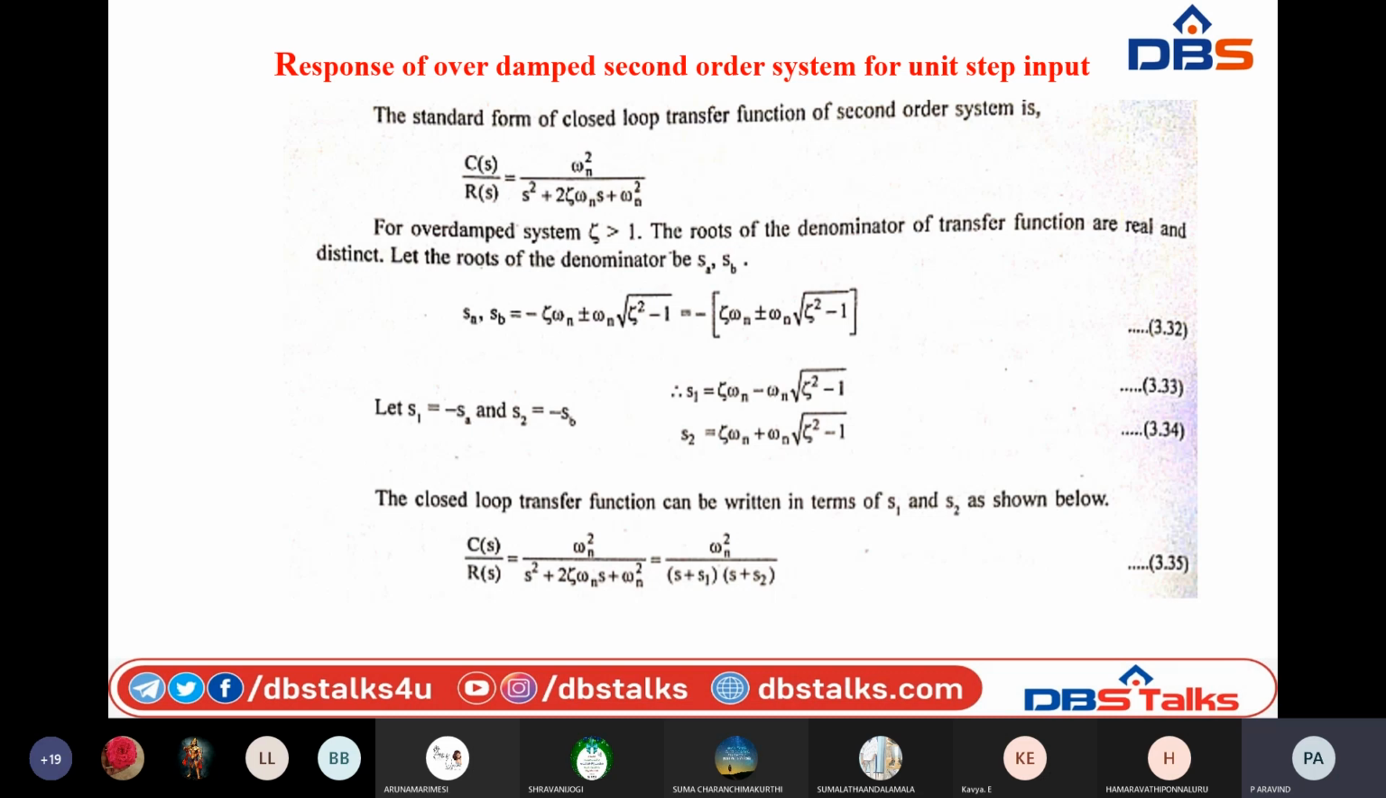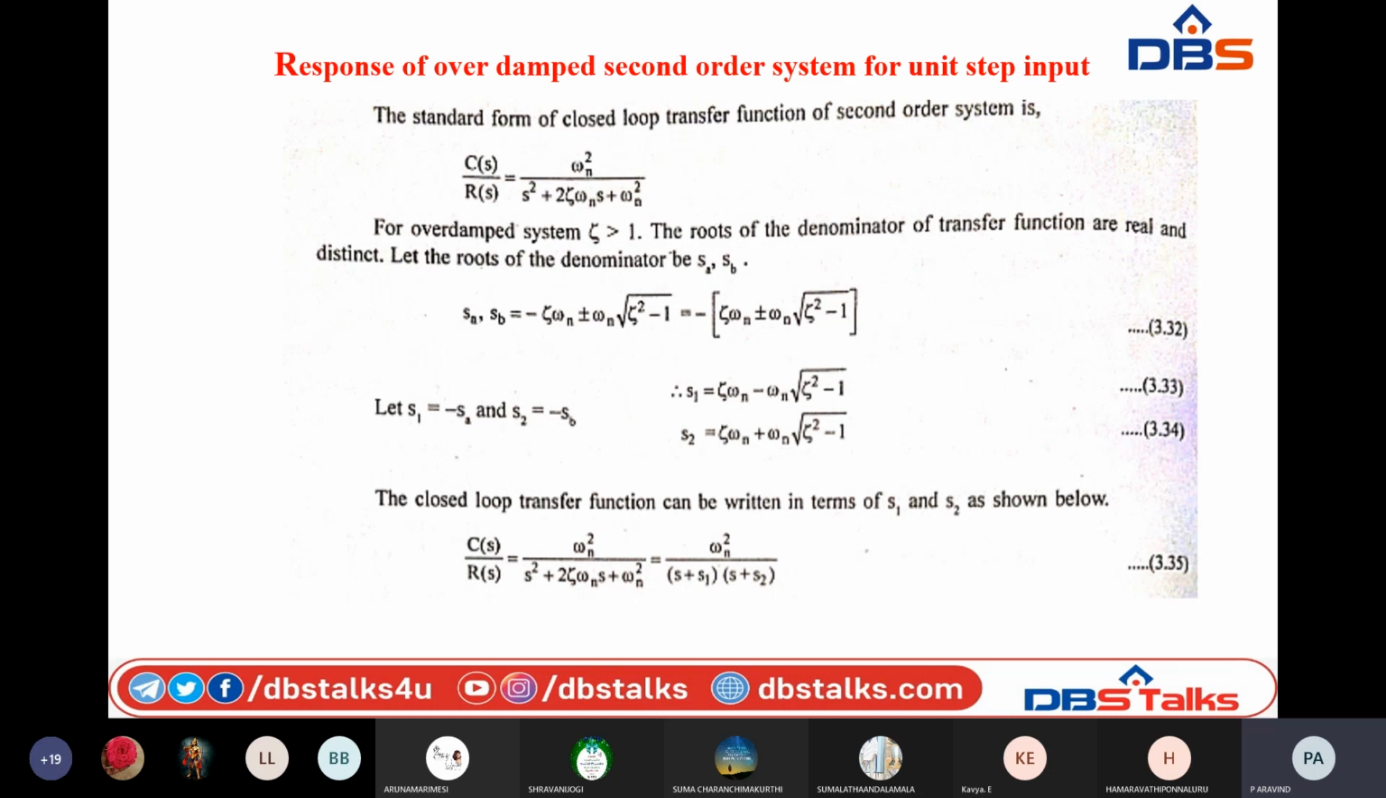Now we are going to express this response by using partial fraction expansion, that is C(s) equals A/s plus B/(s + s1) plus C/(s + s2). So now we have to find out the values of A, B and C.